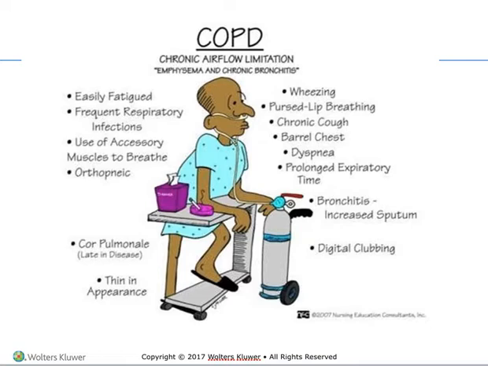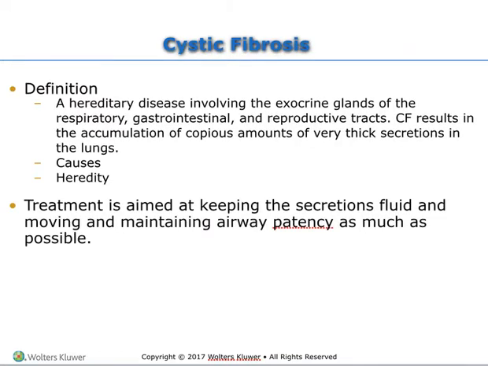They may have a prolonged expiration related to accessory and stomach muscles being used to force the air out, and these people may have decreased breath sounds bilaterally. And just to touch on cystic fibrosis so you're aware of what it is, it's a hereditary disease where a large amount of thick secretions is constantly being produced in the lungs. There's a hereditary component, and the treatment is aimed at keeping the secretions as liquid as possible so that they can be removed from the airway and keeping that airway open.